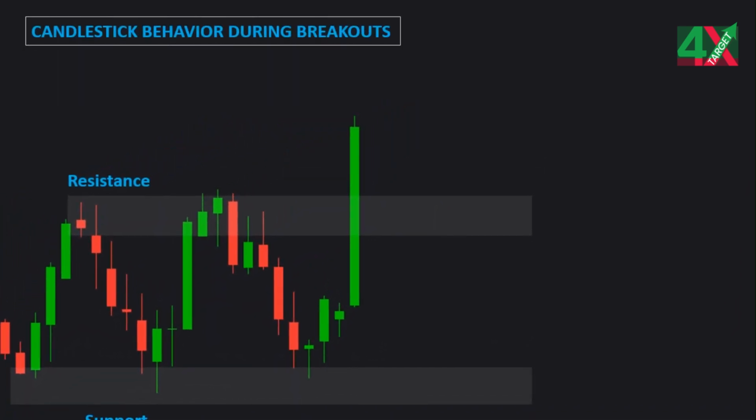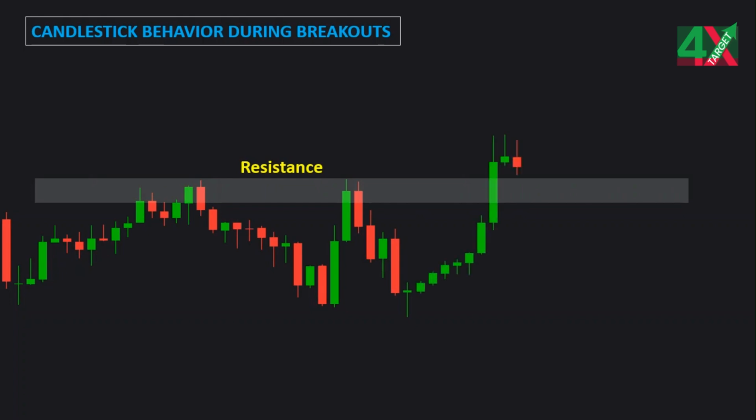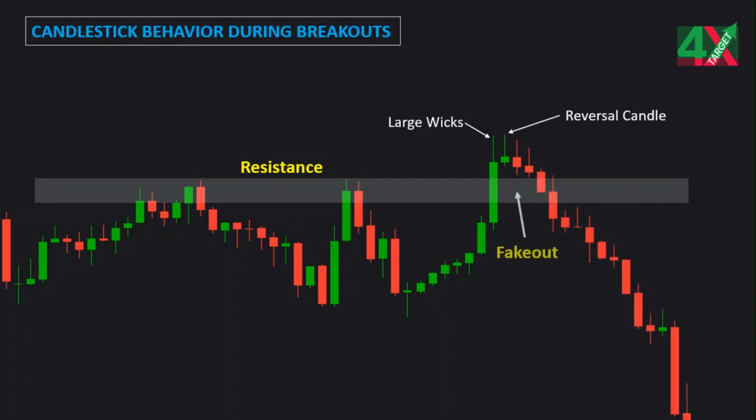Candlestick patterns can give crucial clues about whether a breakout is valid. For a bullish breakout, look for a strong green candle that closes near its high, showing clear buying pressure. Conversely, in a bearish breakout, watch for a dominant red candle that closes near its low. In contrast, fakeouts usually involve candles with long wicks, indecision like dojis, or a sharp reversal candle right after the breakout. Avoid trading a candle that breaks out but immediately wicks back inside, that's a common sign of a fakeout. Paying attention to these candlestick behaviors can prevent costly mistakes.